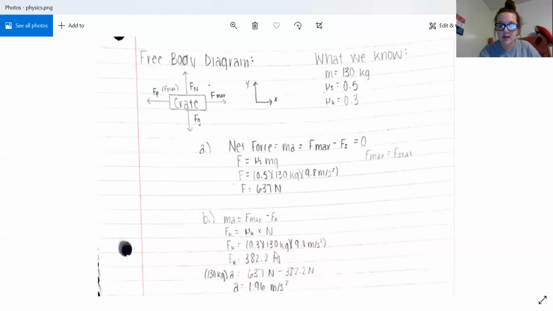And then you can plug that into this equation, the mass times acceleration equals F max minus your kinetic force. So you'll take 637, which we found in part A, minus what you just found, the 382.2, and then divide that by 130, or your mass, and then you'll get an acceleration of 1.96 meters per second squared. And then to calculate the force needed to start moving the crate, you can just do your force equals mass times acceleration. And that is how you solve this problem.